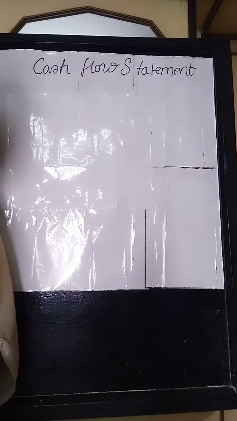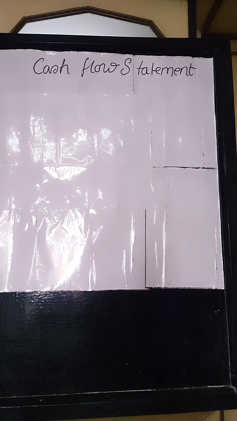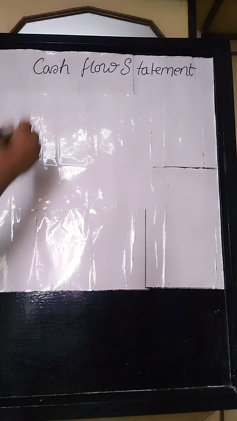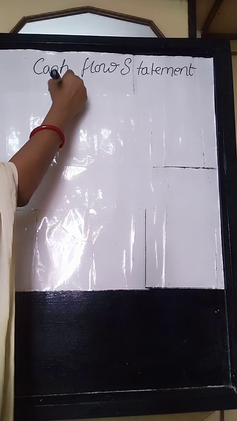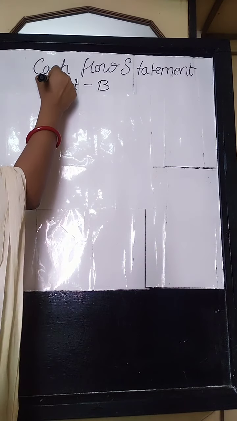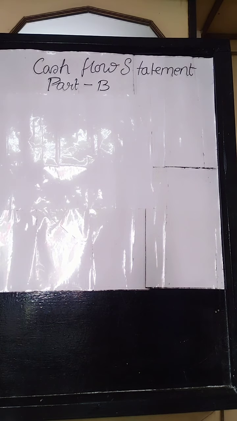Today in this class I will start a new chapter from accountancy, that is cash flow statement. Cash flow statement is a chapter from the Part B section of your accountancy syllabus. The accountancy syllabus is comprised of two parts, Part A and Part B, and Part B consists of this chapter, cash flow statement. Now what is a cash flow statement?